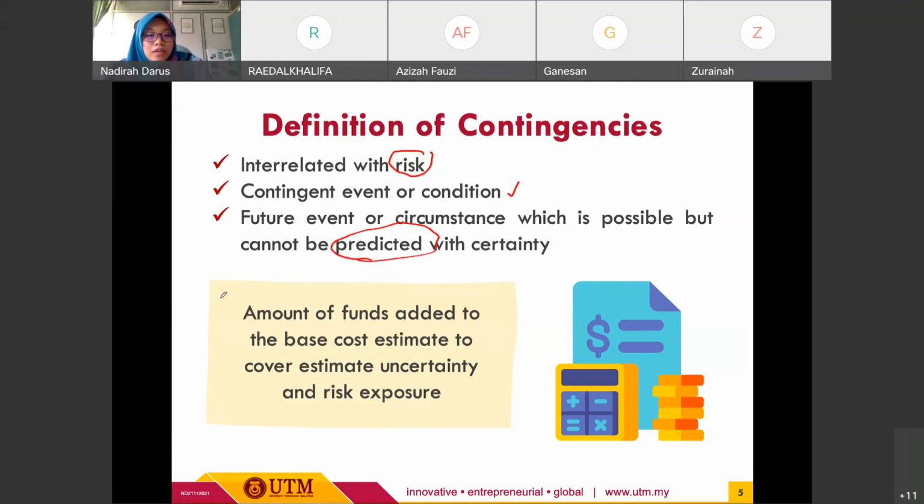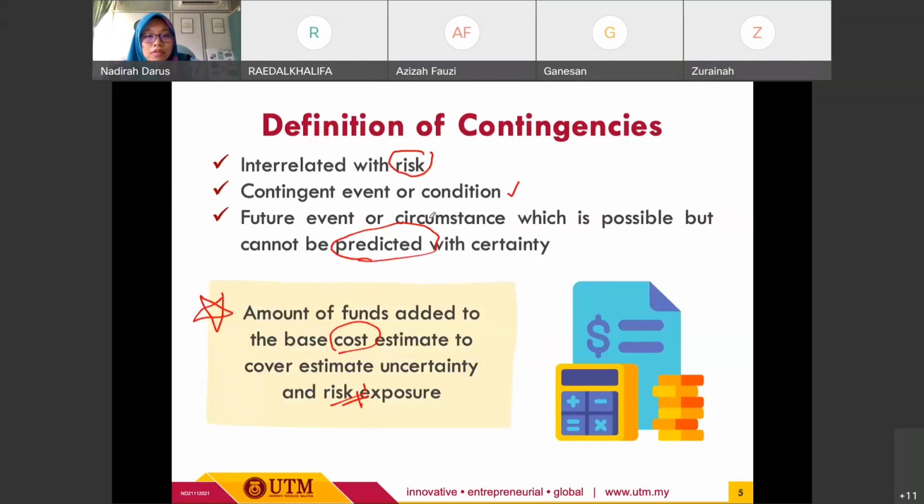For the direct definition, in costing or estimating, contingencies refers to the amount of funds added to the base cost estimate in order to cover the estimate uncertainty, which is unpredictable, and to reduce the risk occurrence. So that's why we need the contingency plan and also the contingencies rate for the cost estimate base. That's the definition for both terms.